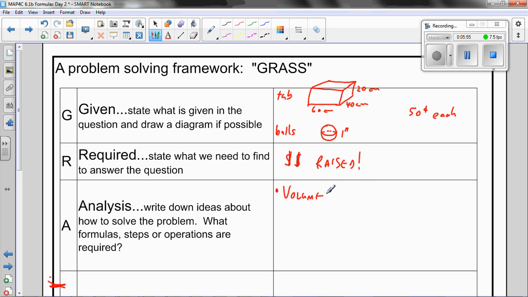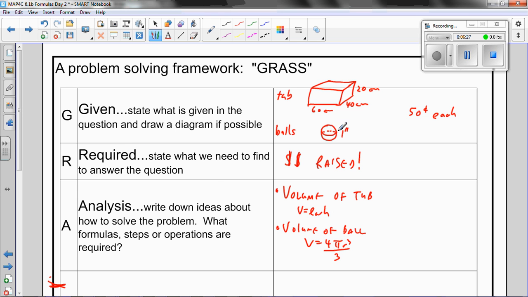We need to find the volume of the tub, and it's a rectangular prism. Look up a formula if you don't remember, but it's length times width times height. We're going to have to find the volume of the spheres, right? That's a formula we're going to need to use. And if you don't remember it, look it up. It's in the back of your book.